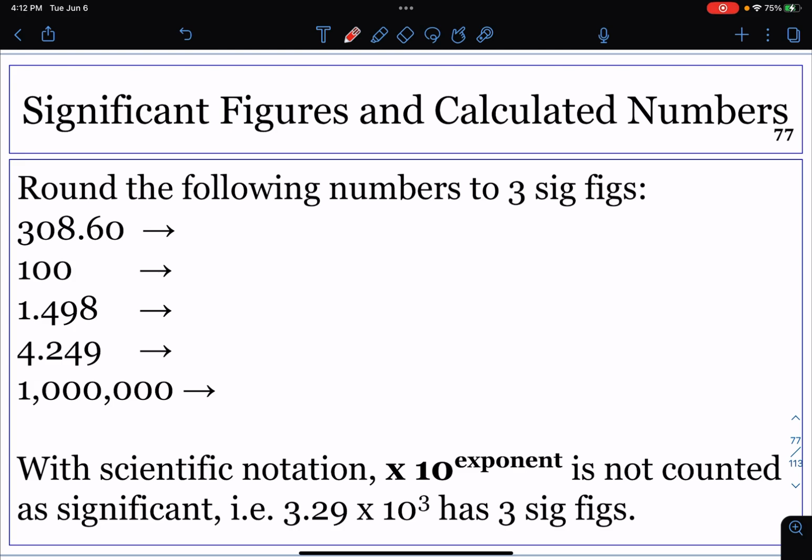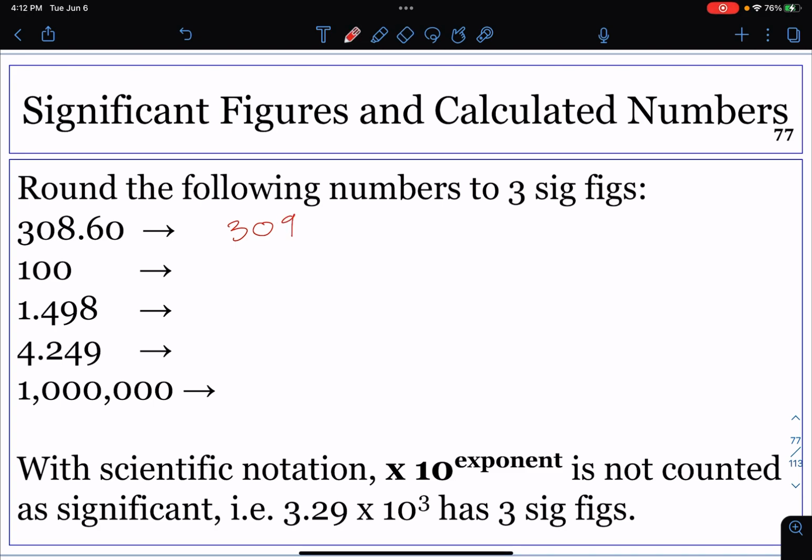So rounding to 3 sig figs, that's 308 point. Let's just rewrite this whole thing. The first 3 are right here. To preserve the value of the number, we use 308, and we're going to look at the next digit. Just the way you would normally round in math, if the digit is 5 or greater, you round up. So since we're looking at a 6 here, our rounded number is 309.